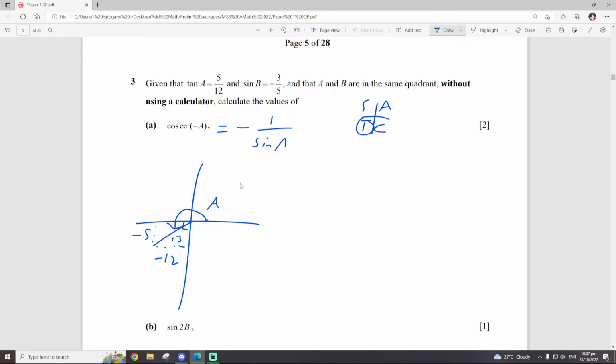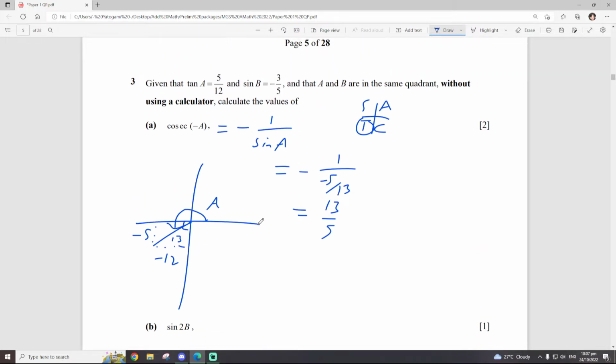And what is sine A? Well, sine A will be the opposite over the hypotenuse, the opposite being negative 5. So it is equal to negative of 1 over negative 5 over 13, which is 13 over 5, positive.